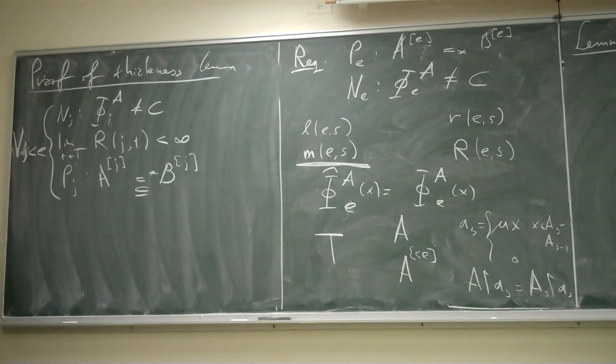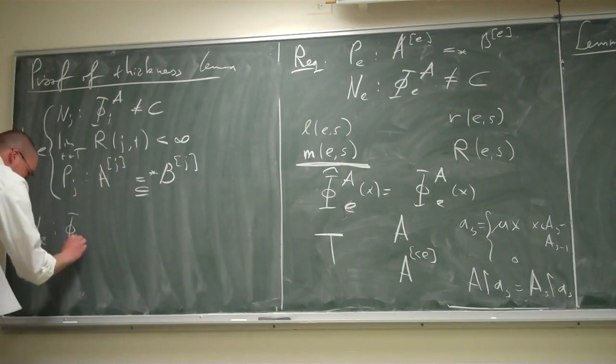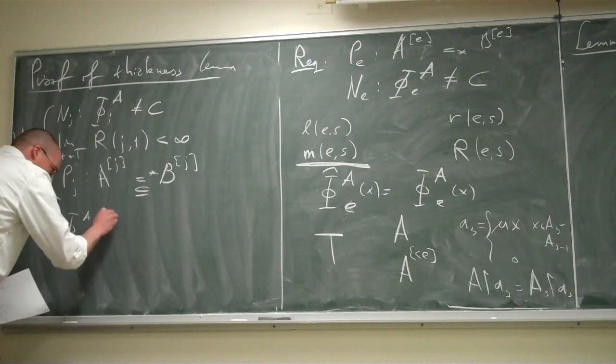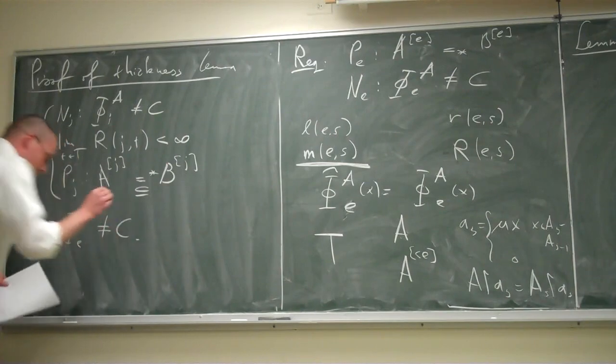Okay, and so now the inductive proof has to, from these assumptions, show that these three things are true for e. So we need to see that N_e, which is phi_e^A, is not equal to C.